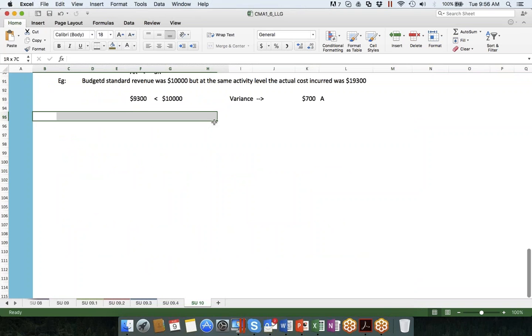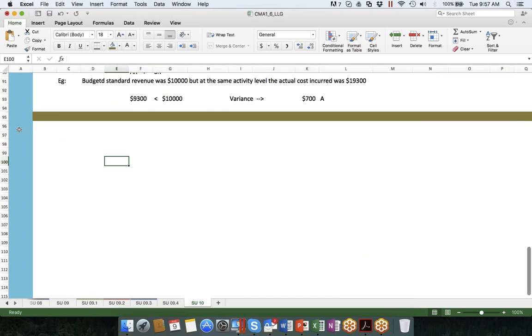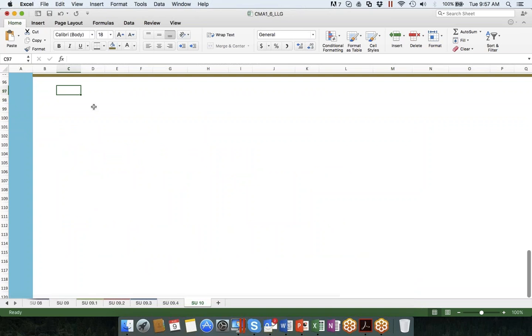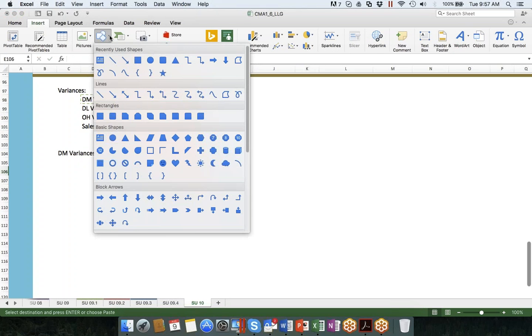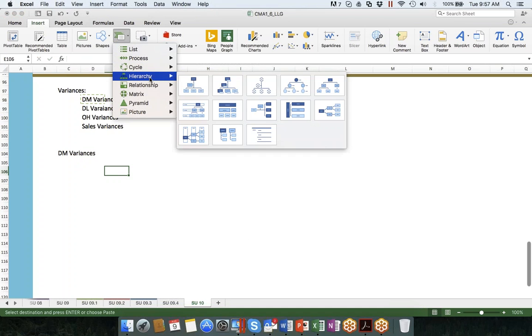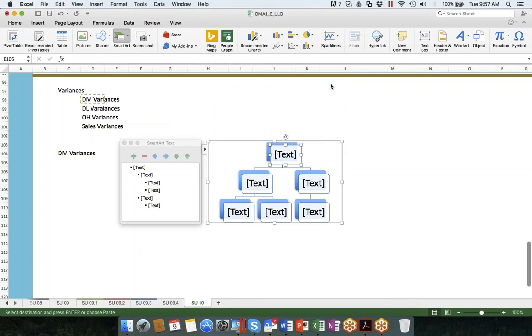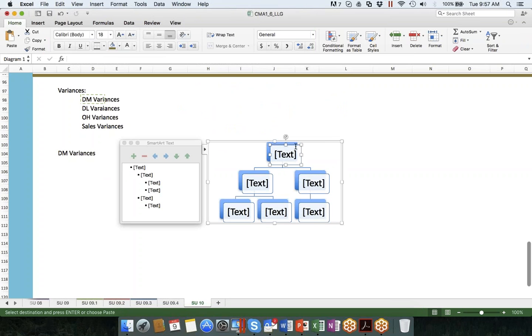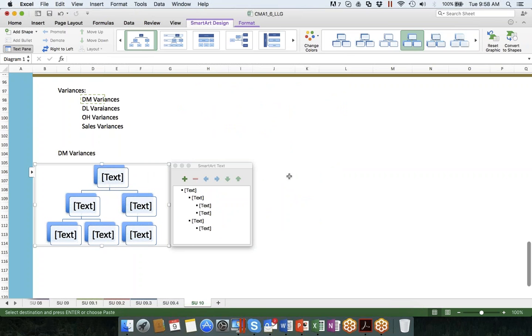We will study the variances here in this topic, beginning from material. The list of variances we are going to study include direct material variances, direct labor variances, overhead variances, and sales variances. So we have four different types of variances. In direct material variance again, you have direct material price variance and direct material quantity variance.